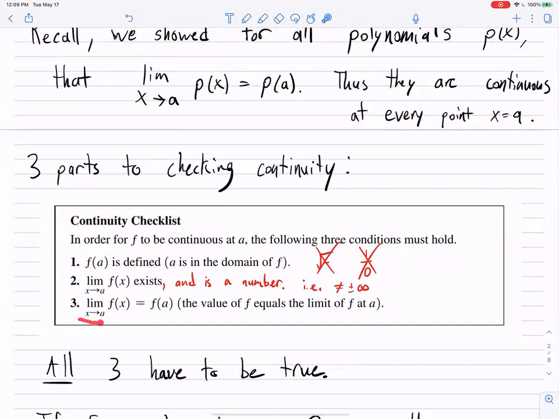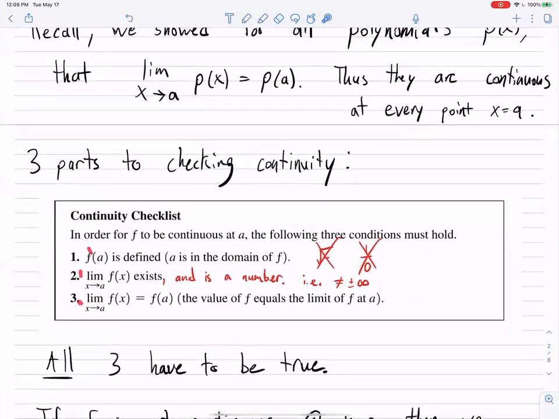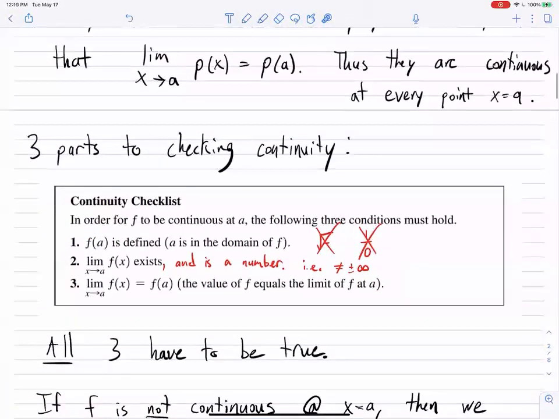And then finally, the fact that it needs to be a number is kind of implied by 3, that the limit and the function value need to be the same. And so all 3 things need to be true for it to be continuous. You can have things where 2 of them are true and the third is not true, so you need to make sure that those are the same.